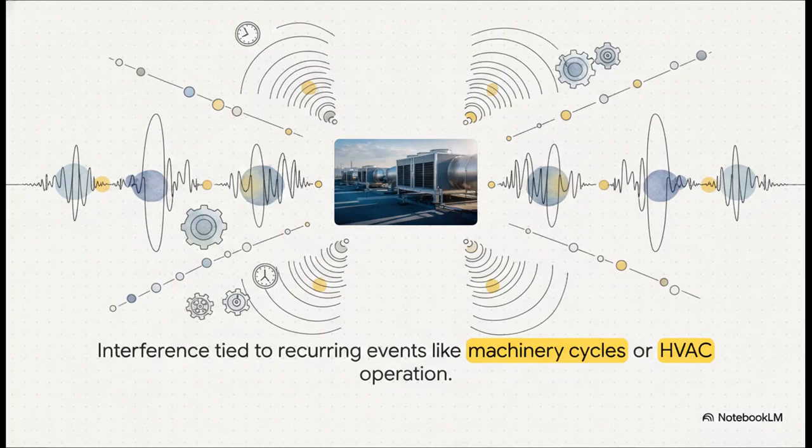And finally, we've got intermittent interference. Now, this one is really interesting because it follows a pattern. It's reoccurring, tied to specific events. The huge clue here is timing. It could be an HVAC system kicking on and off, or maybe a piece of machinery running its cycle. The point is, if you can figure out the schedule, you can pinpoint the source.